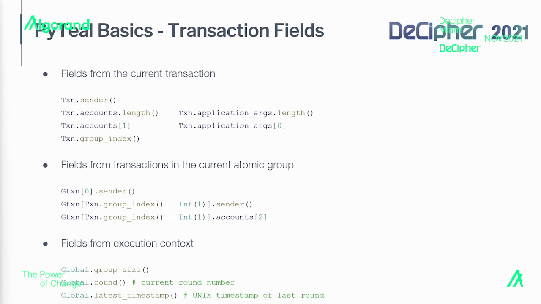And lastly, there's a few global fields down here. You can look up the size of the group, what round number is currently being processed right now, and also the latest timestamp in Unix format, like seconds since 1970, and use that as you see fit in your application.